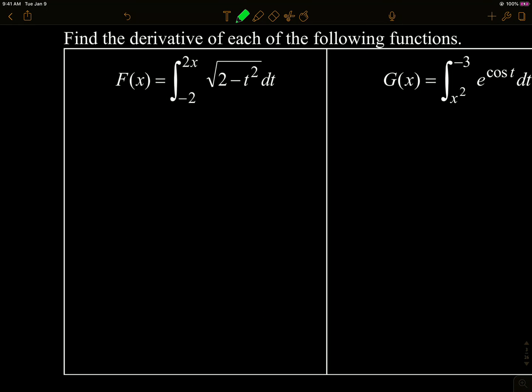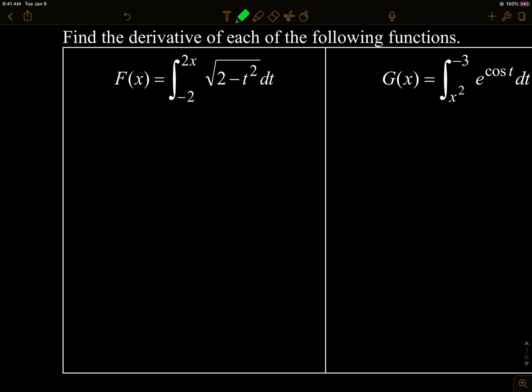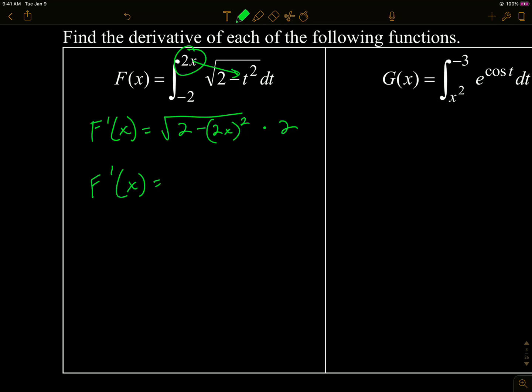So let's do some examples here. Find the derivative of each of the following functions. So notice these functions are defined as integrals. So when I take the derivative of an integral, I just need to plug this in for t. So I'm going to get the square root of 2 minus 2x squared, and then it's going to be times 2. The times 2 is the derivative of 2x. It's the derivative of the inner. So f prime of x is going to be equal to 2 times the square root of 2 minus 4x squared is how we'll leave it.